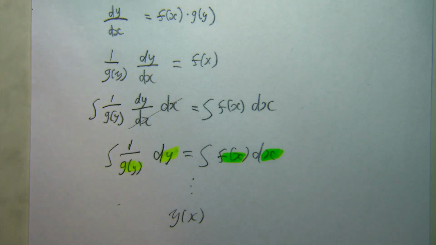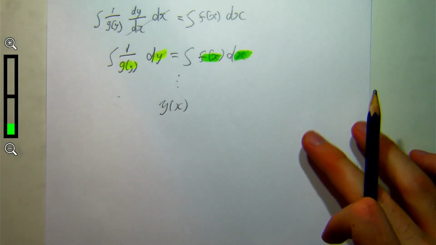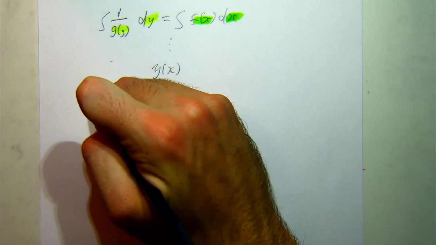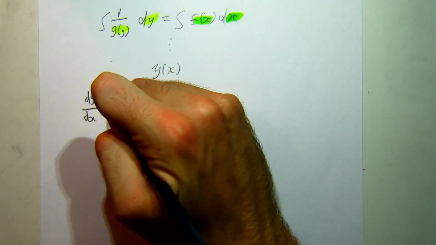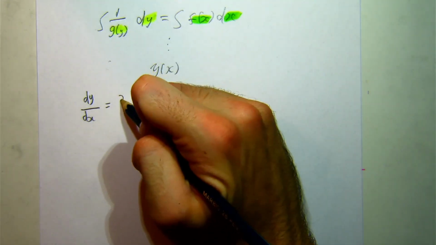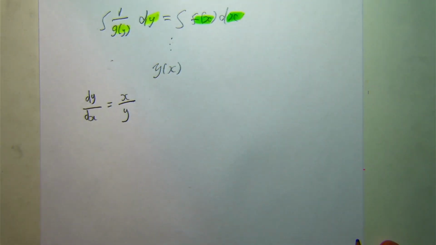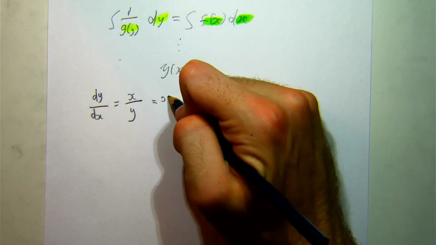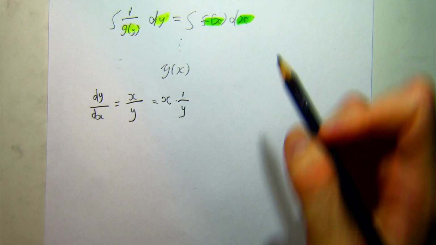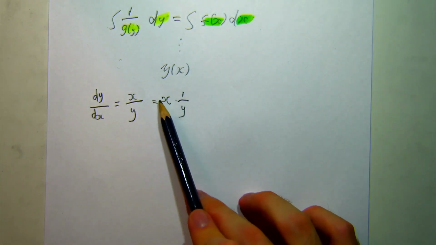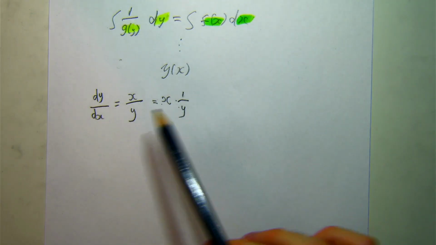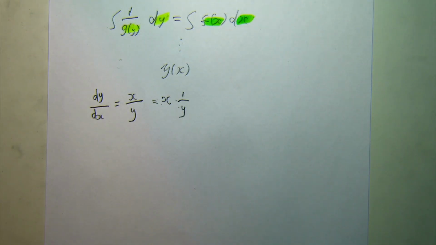Okay, so let's look at an example of this. Dy on dx is equal to x divided by y. So is this separable? Well, the answer is yes, because we have our derivative equal to the function x multiplied by the function 1 on y. And we can now have this in the separable form to just proceed with our integration as we worked out above.